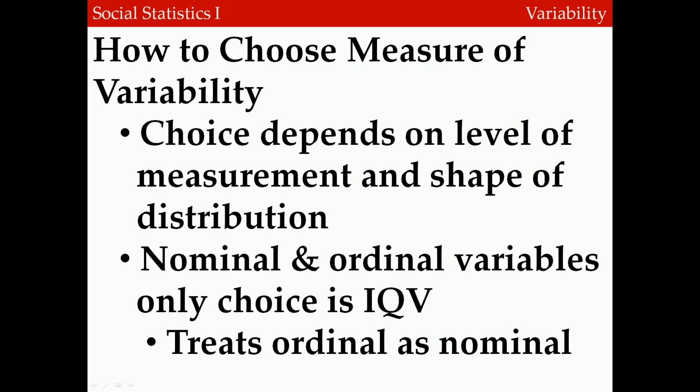Now we'll consider how to choose the appropriate measure of variability. The choice depends basically on two things. First, the level of measurement, and second, the shape of the distribution. For nominal and ordinal variables, we really only have one choice, the index of qualitative variation, or IQV. This basically treats ordinal variables as if they're nominal variables.